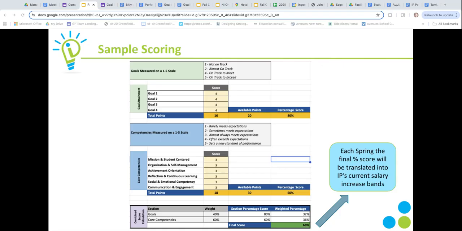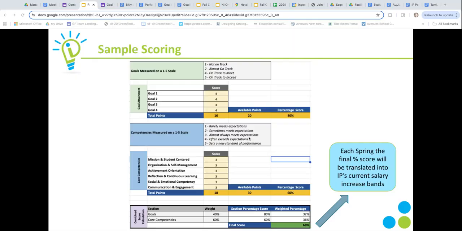Here you can see a sample of how this will work in practice. In the top section, you will see that this sample person has scored a 4 on each of their goals, bringing them to a total of 16 points for this section of their evaluation. There were 20 available points for goals. Therefore, this person's goal score is 16 out of 20, or 80%.